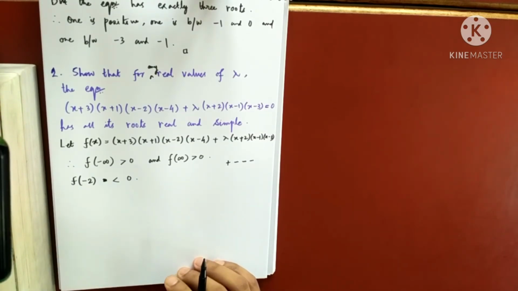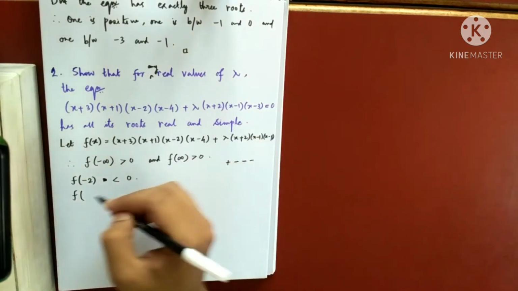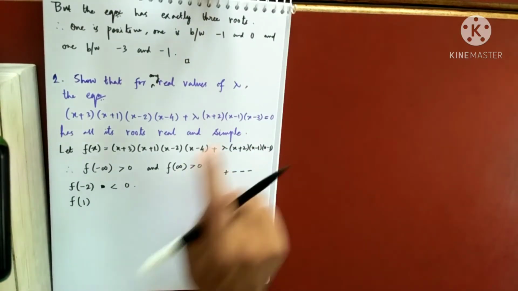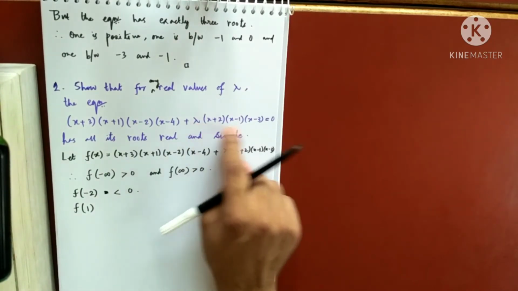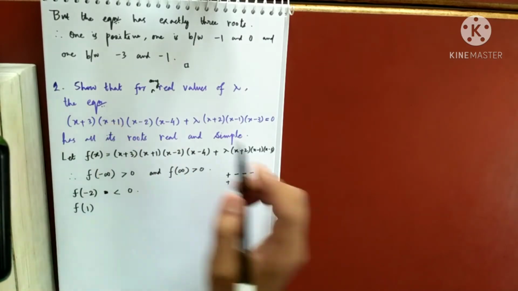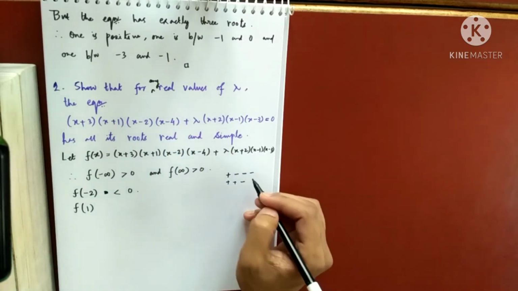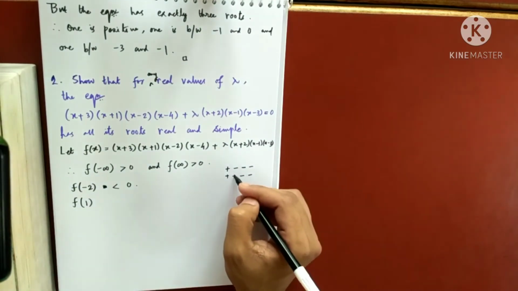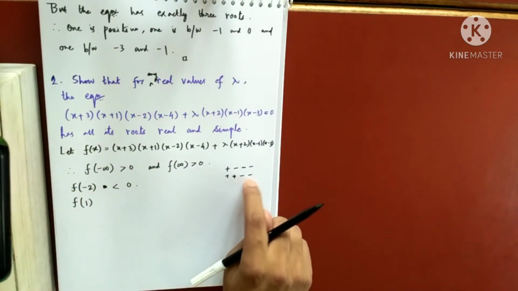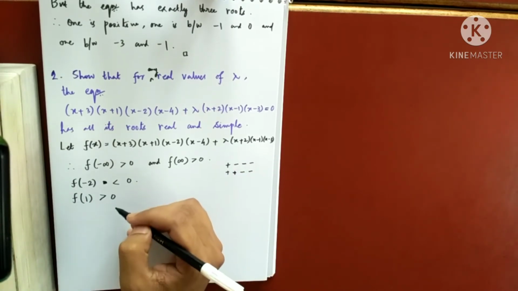Yes, sir. Now similarly, I will find f of 1. Again, that will make this term 0. So what is f of 1? This is a positive quantity, this is a positive quantity. 1 minus 2 is a negative quantity, 1 minus 4 is a negative quantity. But eventually what I am getting is a positive quantity, because you see 2 plus and 2 minus. So minus minus is plus, and 3 plus together will give me a positive sign.